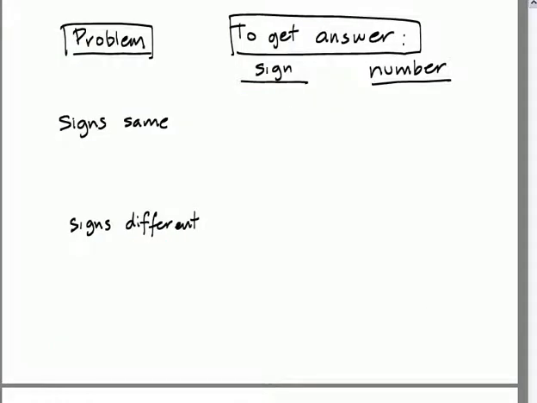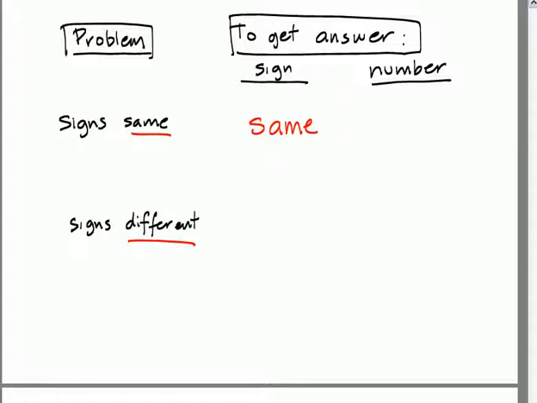Okay, so again, when we're doing a problem, the first question we always want to ask ourselves: are the signs the same or are the signs different? Because what we do is slightly different in each case. Do you recall when the signs are the same, meaning you're going in the same direction a number of times, the sign of your answer is going to be the same as what it was in the problem.